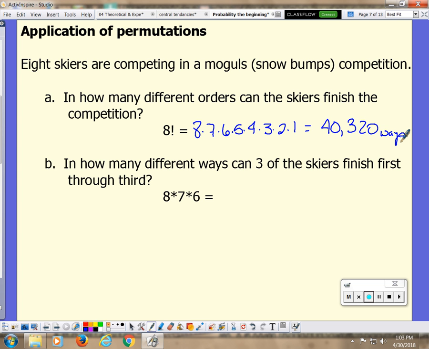Okay, right? Now, how many different ways can three of our skiers finish first through third place? In other words, when I start this, I have eight skiers who are competing for the gold. But once somebody wins the gold, now I only have 7 going for the silver, right? And then I have 6 going for the bronze. Think of it that way. So that's 8 times 7 times 6, or there are 336 different ways the skiers can come in to the finish line in order to get first, second, and third place.